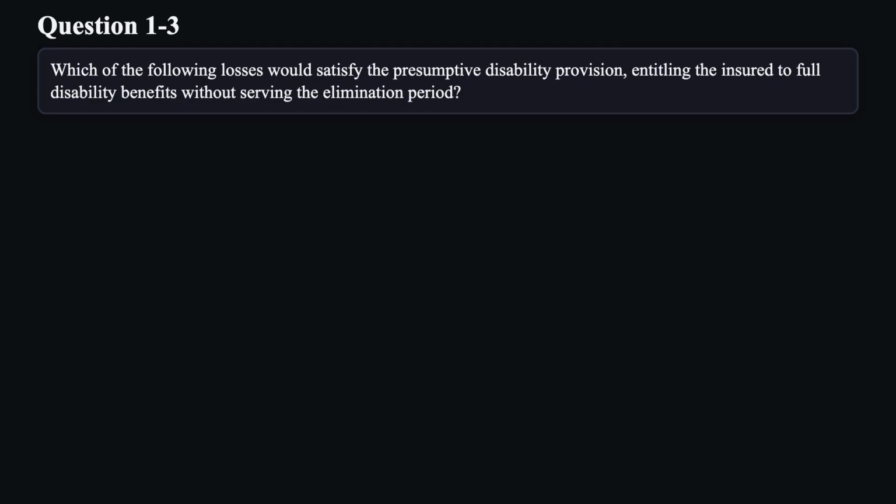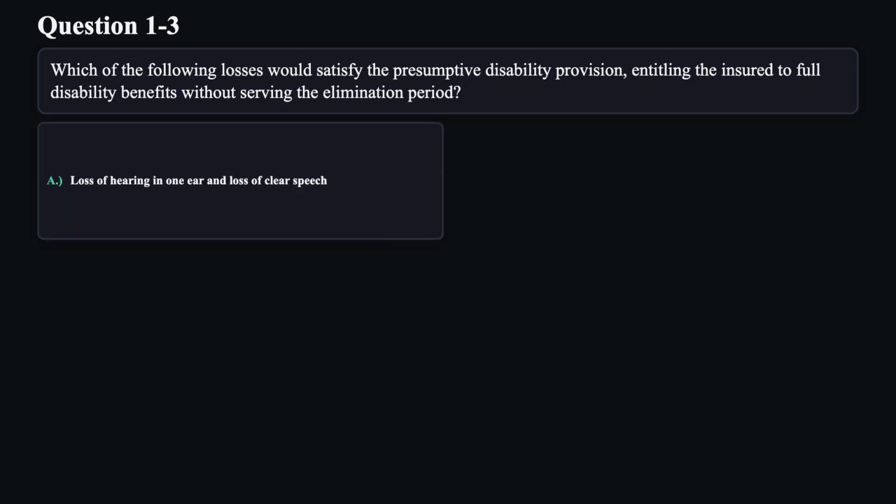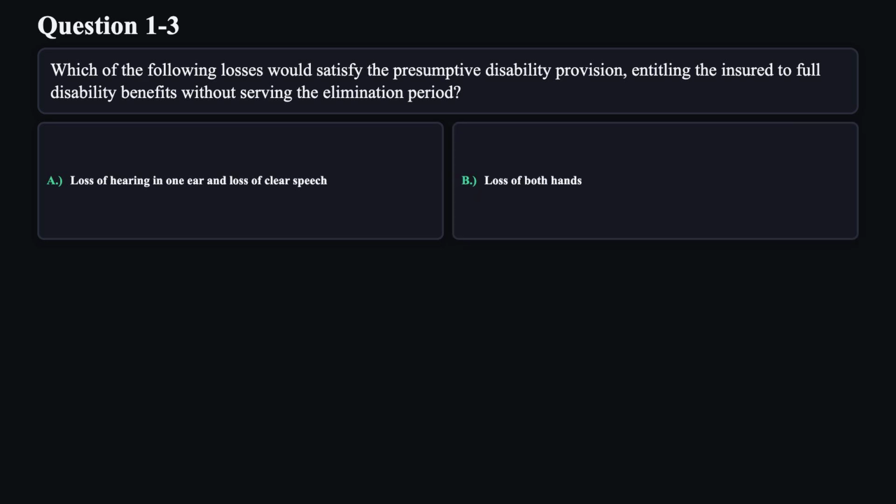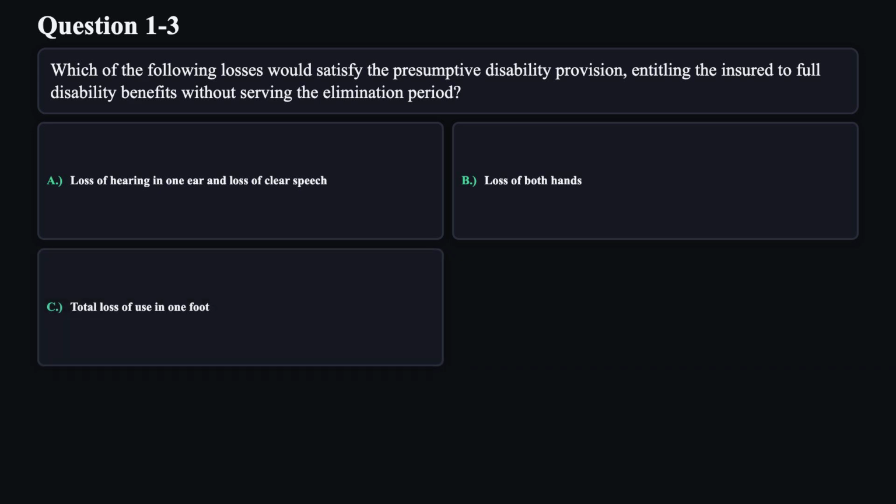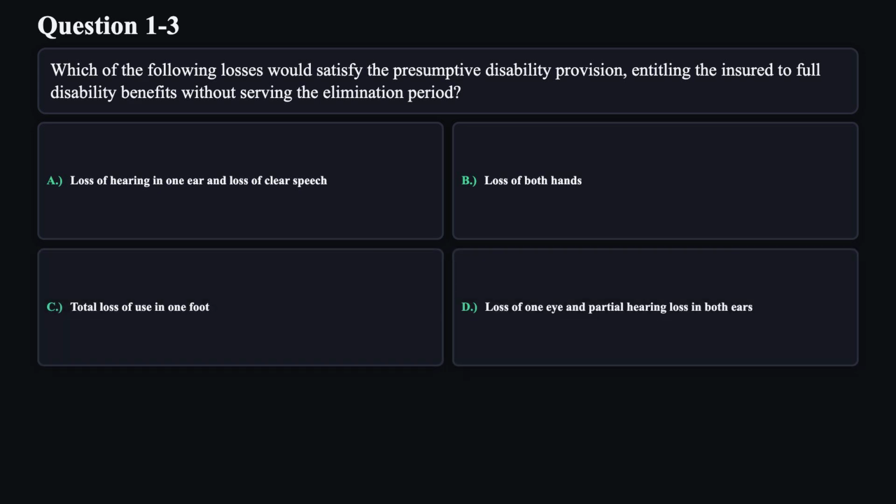Question 3. Which of the following losses would satisfy the presumptive disability provision, entitling the insured to full disability benefits without serving the elimination period? A. Loss of hearing in one ear and loss of clear speech. B. Loss of both hands. C. Total loss of use in one foot. D. Loss of one eye and partial hearing loss in both ears.